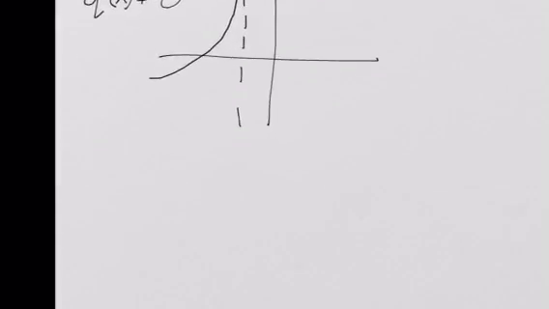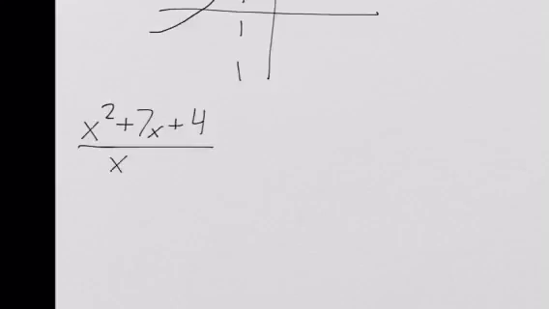But where things get interesting, and this is one that I'll do an example on, is when we look at non-vertical asymptotes. So I might give you a function like x squared plus 7x plus 4 over x minus 1. So clearly, by what I said before, we have a vertical asymptote at x equals 1.